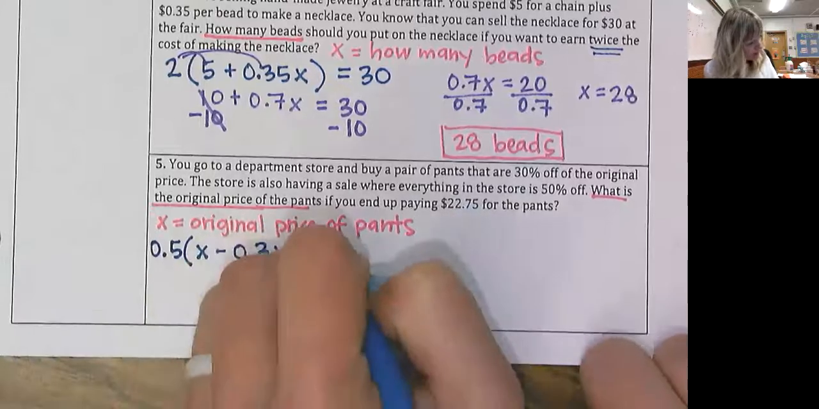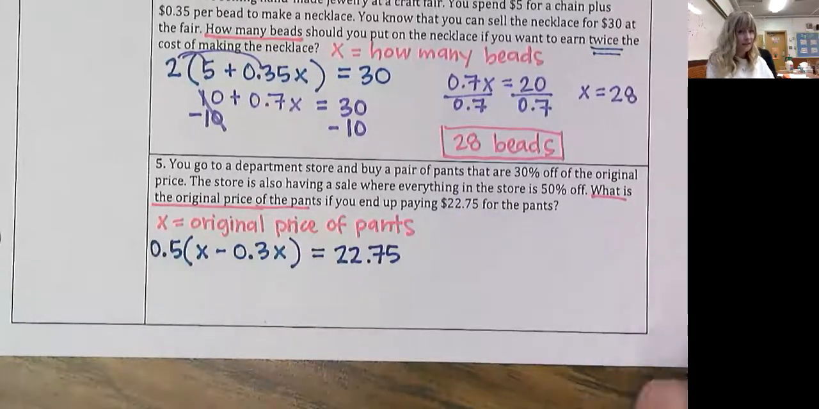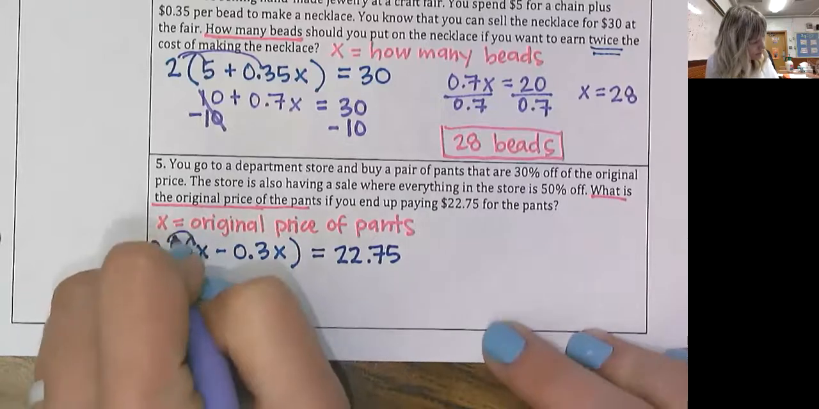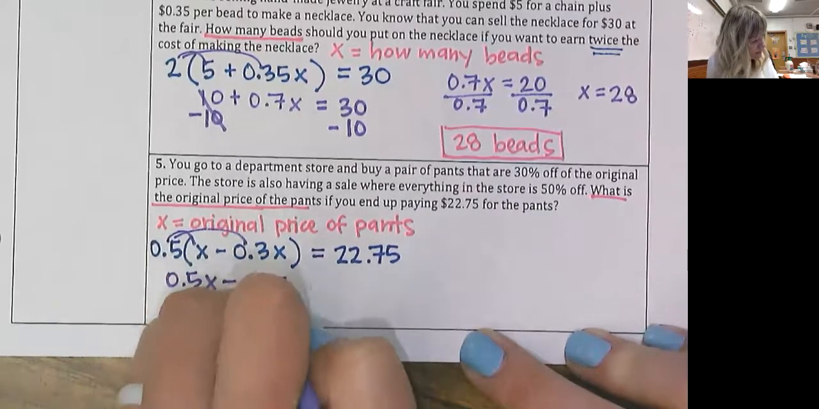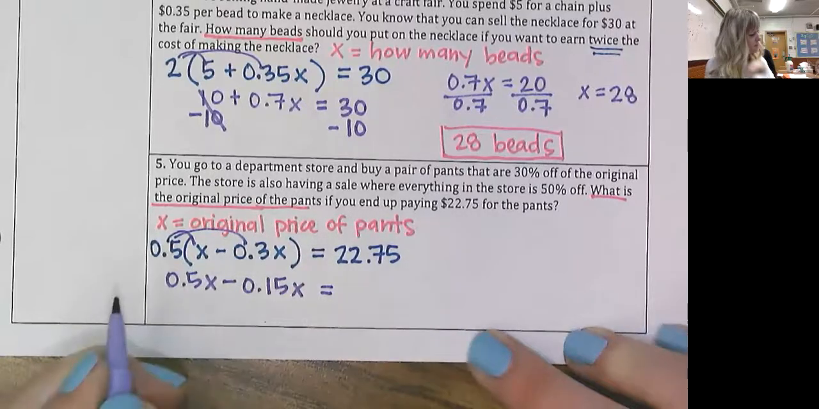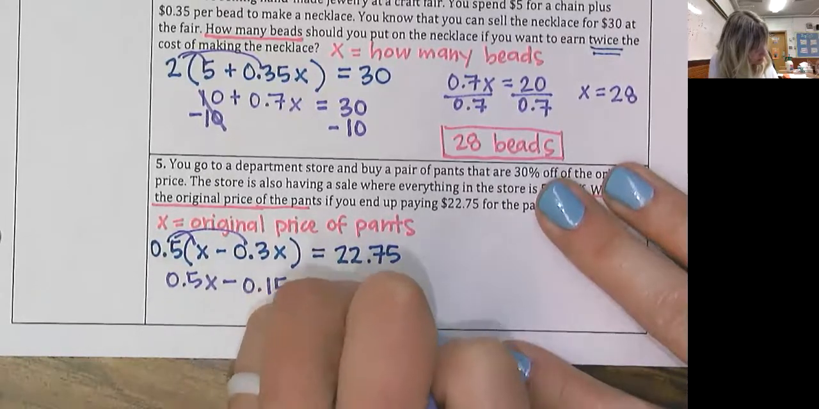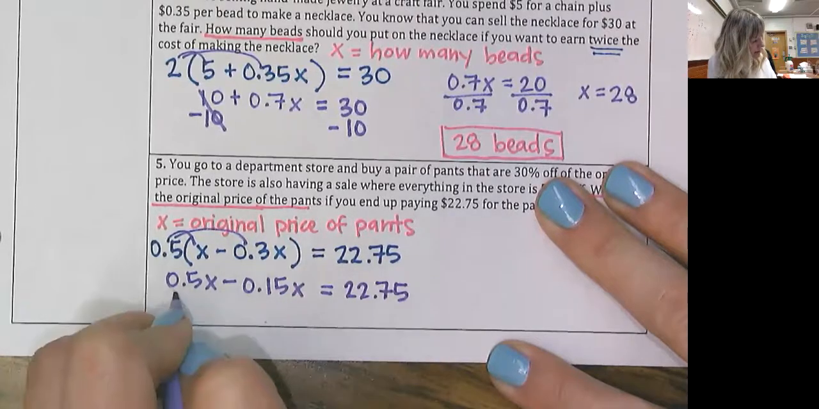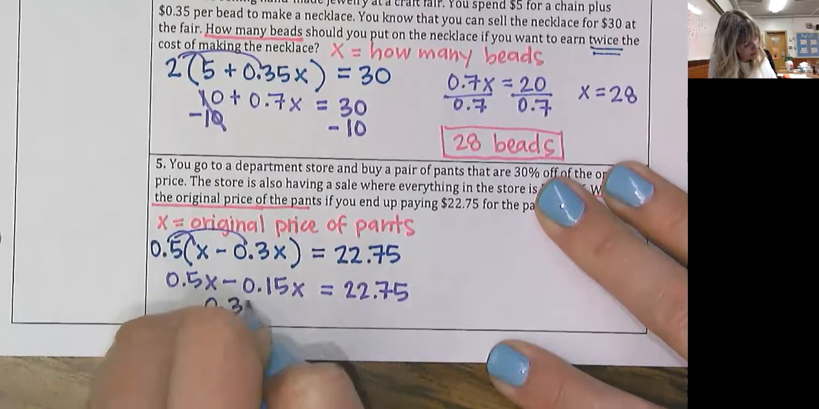That ends you with $22.75. All right, here we go. Distribute: 0.5x minus 0.15x, right? 0.5 times 0.3 is 0.15, equals 22.75. Now I combine like terms. That's going to be what, 0.35? That's kind of interesting.